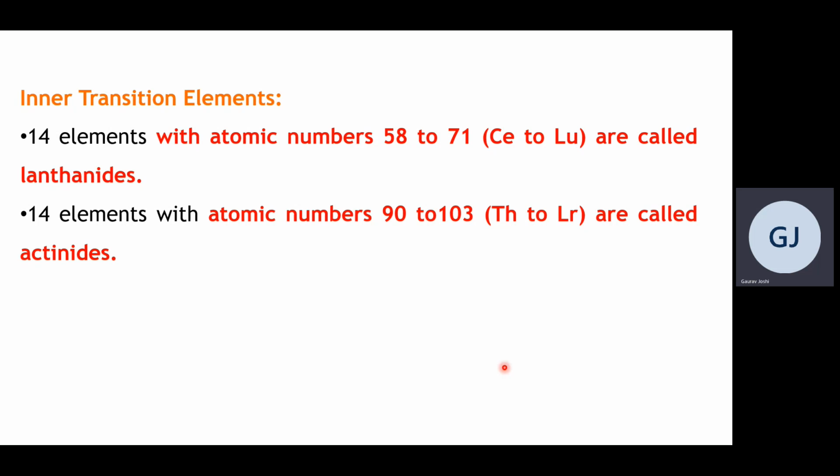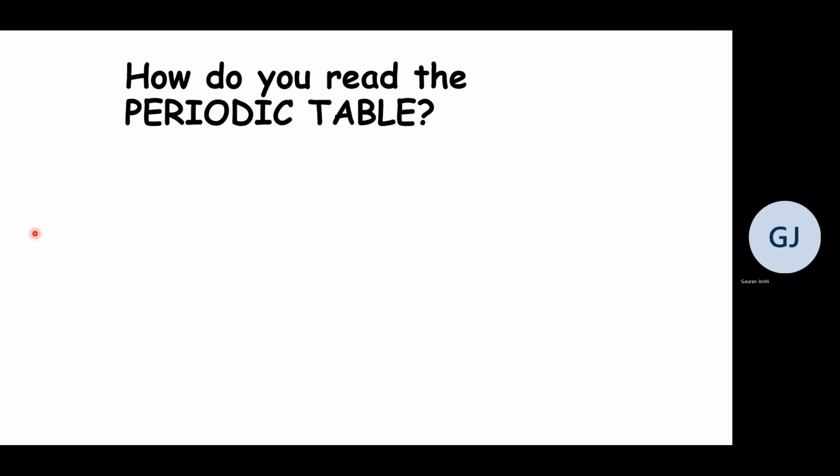Then we have some actinides and lanthanides. They are called the inner transition elements, and they are placed separately in the periodic table. There are 14 lanthanides known to date, with atomic numbers 58 to 71. And then again there are 14 elements with atomic numbers 90 to 103 that are classified under the category of actinides.